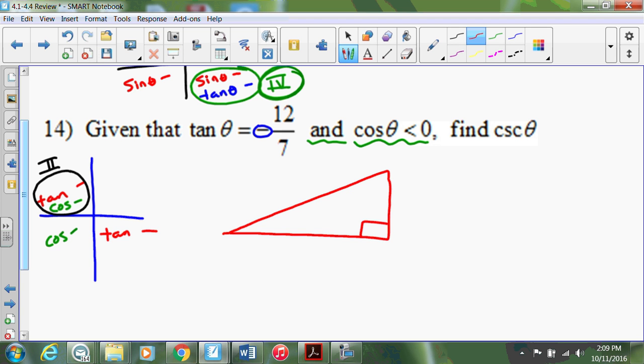So tan is opposite over adjacent. So I've got 7 and I've got 12. Let's do Pythagorean theorem real quickly. We'll have what? 49 plus 144 equals x squared. So I'm going to pick up a calculator. Let's see. We've got 144 plus 49, 193. I don't know if anything's going to come out of that. So obviously it's not a perfect square. So x is going to be the square root of 193.